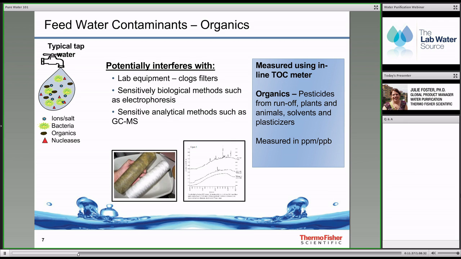So it's an option to keep in mind if your applications are very sensitive to organics and you need to be monitoring them in your water. It's usually called a TOC monitor, Total Organic Carbon Monitor, and again, it's available for most systems from most companies.